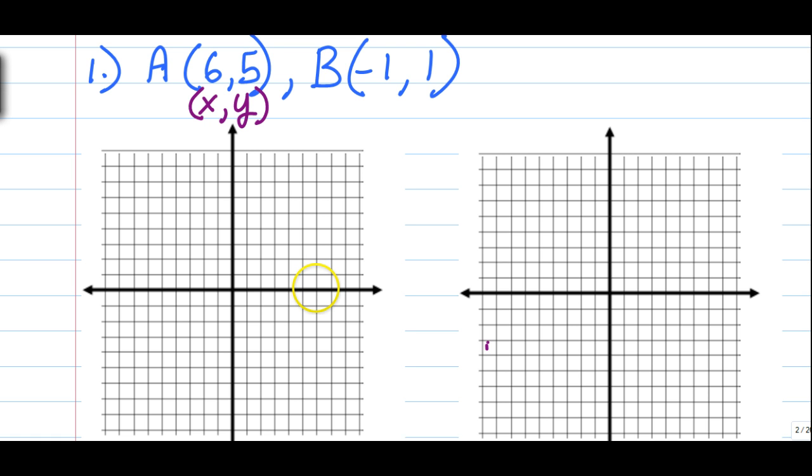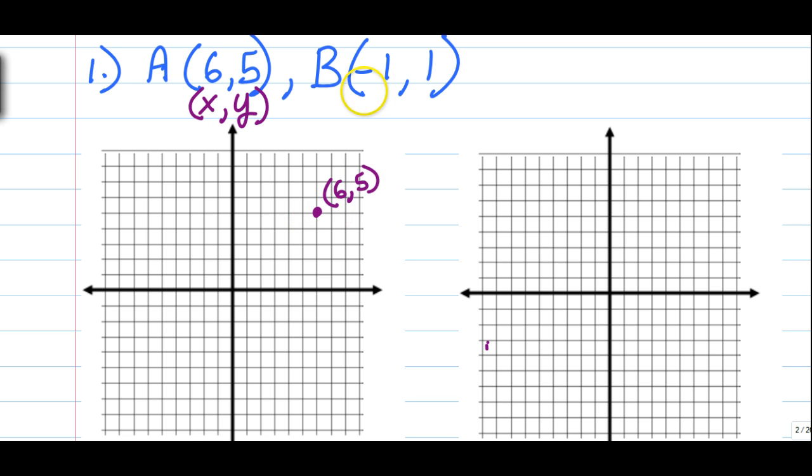If it is positive, we would move up. If it were negative, we'd move down. In this case, we're given a positive 5, so we'll move up 5 places. 1, 2, 3, 4, 5, and place our point. We can now label our point with our ordered pair, 6, 5. Whenever placing a point on a graph, be sure to label this point.